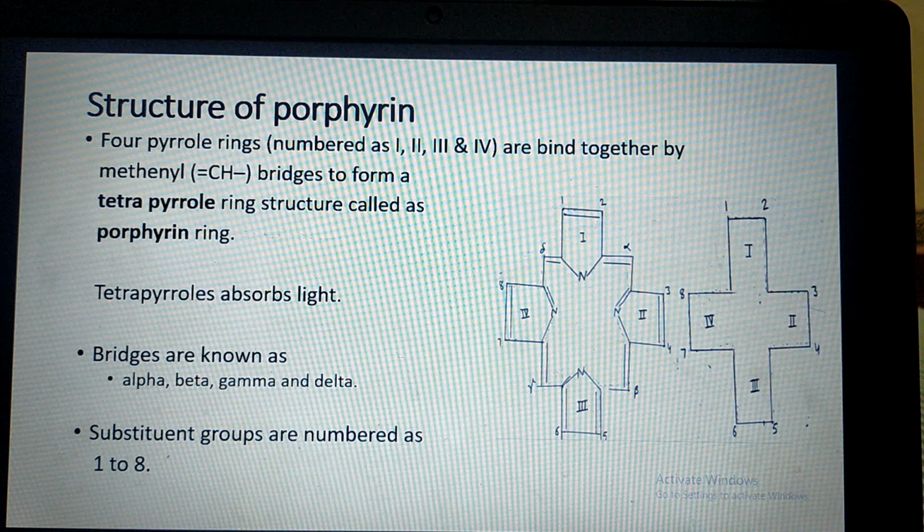Similarly, the substituent groups attached on each pyrrole ring are also numbered 1, 2, 3, 4, 5, 6, 7, 8. For example, the substituent groups present on the first pyrrole ring are 1 and 2. Substituent groups on the second pyrrole ring are numbered 3 and 4. Substituent groups on the third pyrrole ring are numbered 5 and 6. Substituent groups on the fourth pyrrole ring are numbered 7 and 8. On the right side, I have shown the diagrammatic representation of the porphyrin ring.